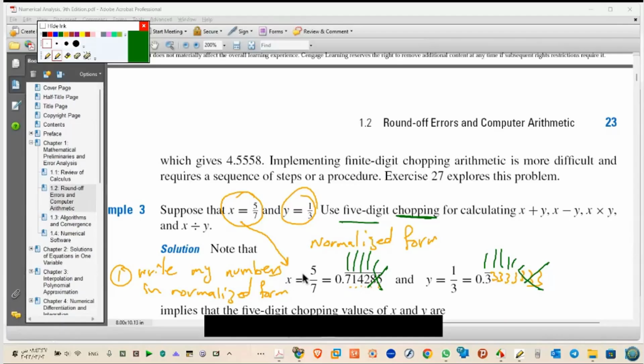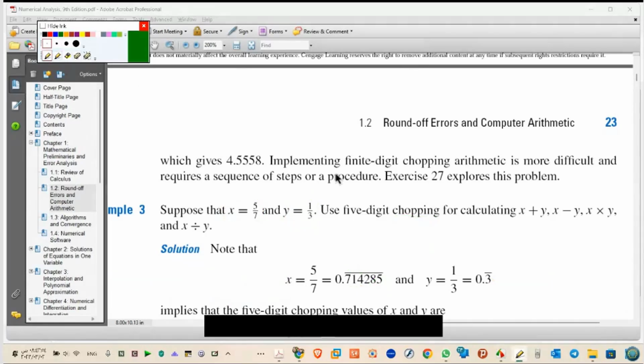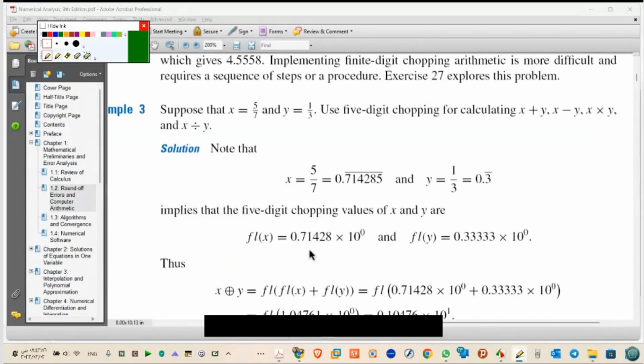So first of all, I have written my number in normalized form. Second thing, I will apply the method. How many digits? 5 digits. What is the method? Chopping method. Okay, let's continue. Here you can write 0 or without 0, up to you, because here there is no shifting. If there is a shift, you can.